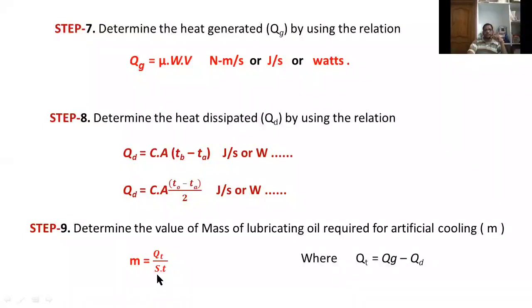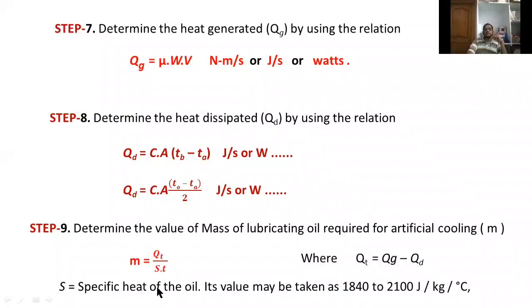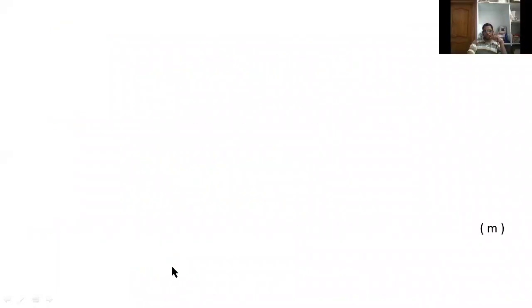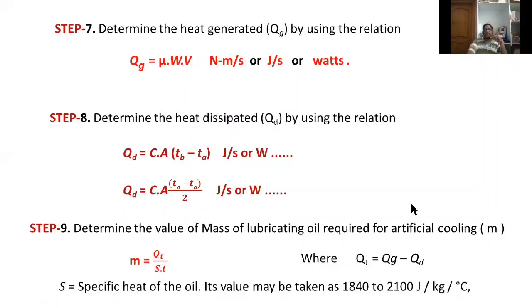After finding the value of Qt, you have to substitute the value of S. S is the specific heat of oil, and its value may be taken as 1840 to 2100. Small t is the rise of temperature. By using these 9 steps, you have to design a journal bearing.